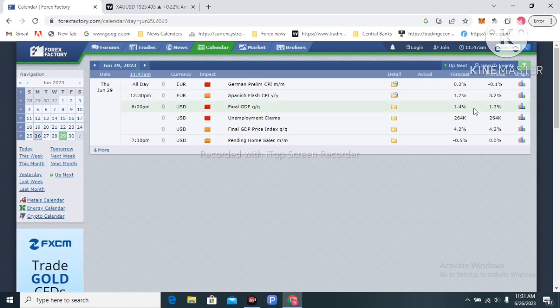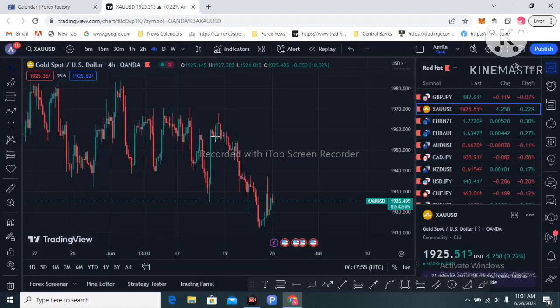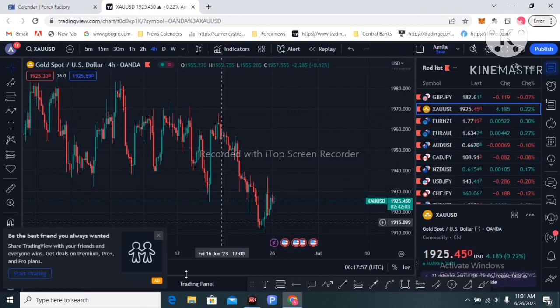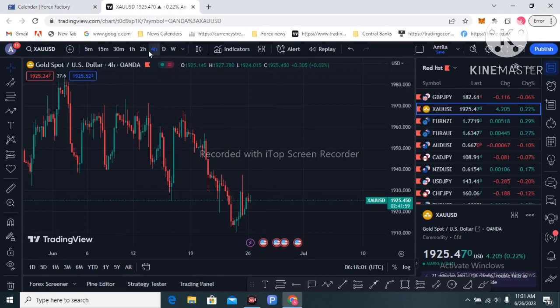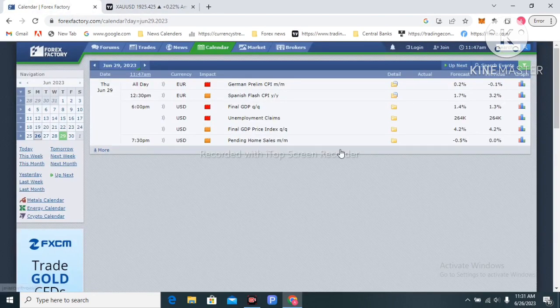So if the GDP data is positive, that affects US dollar demand, and gold drops to the downside. This is the gold chart, I am on the 4-hour chart. So you should keep in touch with this final quarterly GDP data, the US dollar, and the unemployment claims, which are very important to US dollar demand, positive or negative. Keep in touch with it on 29th June.